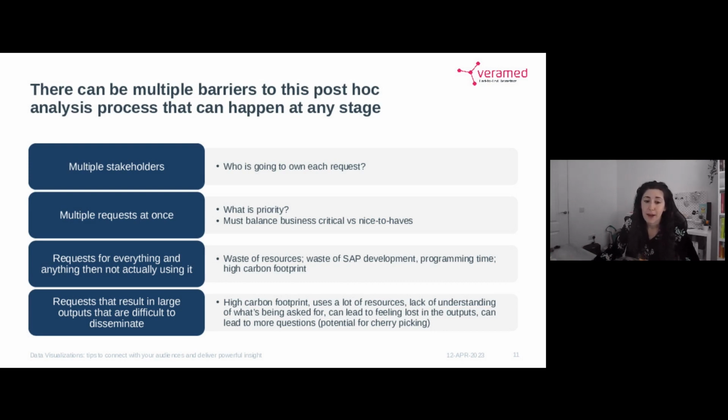I think it's imperative that we balance business critical needs versus what the nice to haves are. With having a lot going on at once, we can succumb to having requests for literally everything and anything, which end up not being used. Unfortunately, this can happen quite a lot in practice. This means that we can end up with wasted resources in terms of programming, for example, and ultimately it adds to our already increasing carbon footprint.